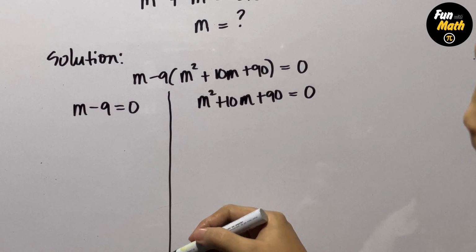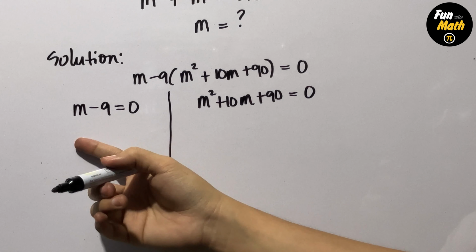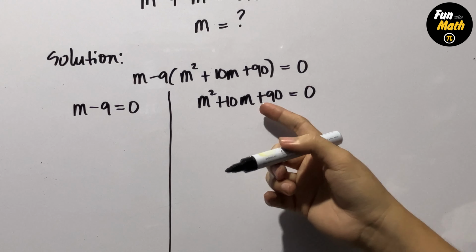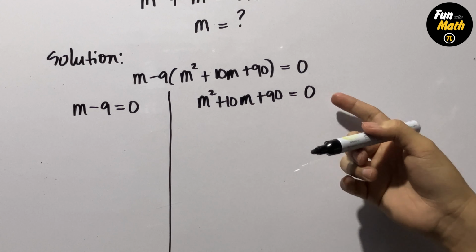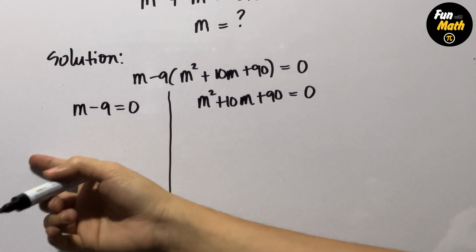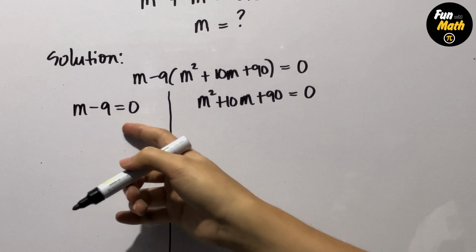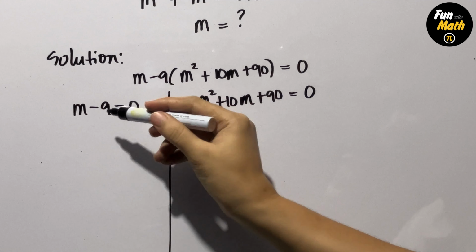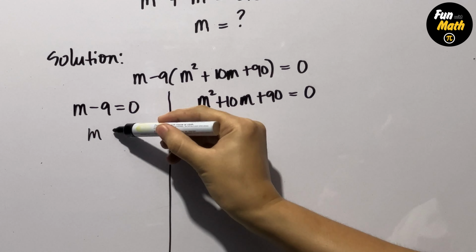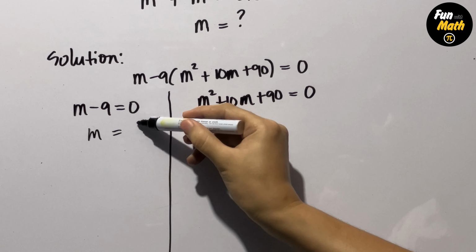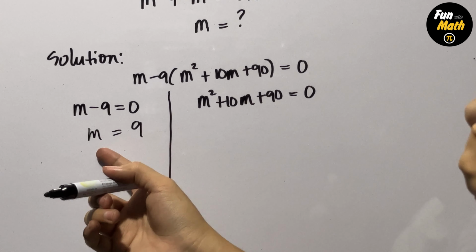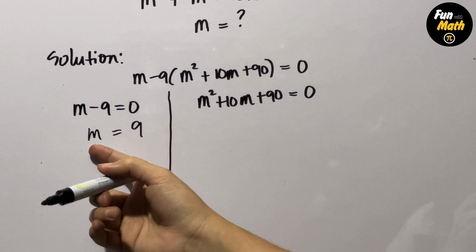So we have two solutions: m minus 9 is equal to 0, and the other one is m squared plus 10m plus 90 is equal to 0. First, for this, we can take negative 9 to the other side. So this is now m is equal to positive 9. And this is our first value of m, that is equal to 9.